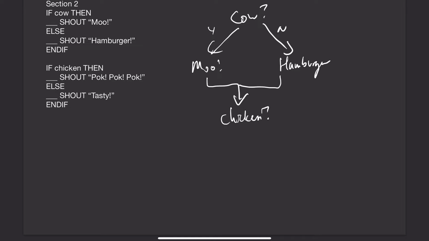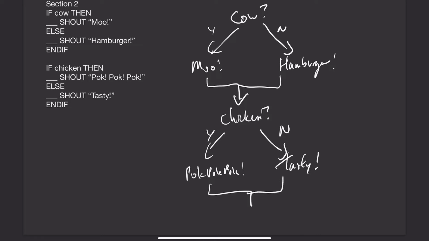Where you ask whether there's a chicken. If there is, then you shout pok, pok, pok. Okay, and if there isn't, then you shout tasty. And then you end. Okay, now what happens if you have a cow? If you have a cow, then of course you shout the moo. Okay, you only have a cow, right?